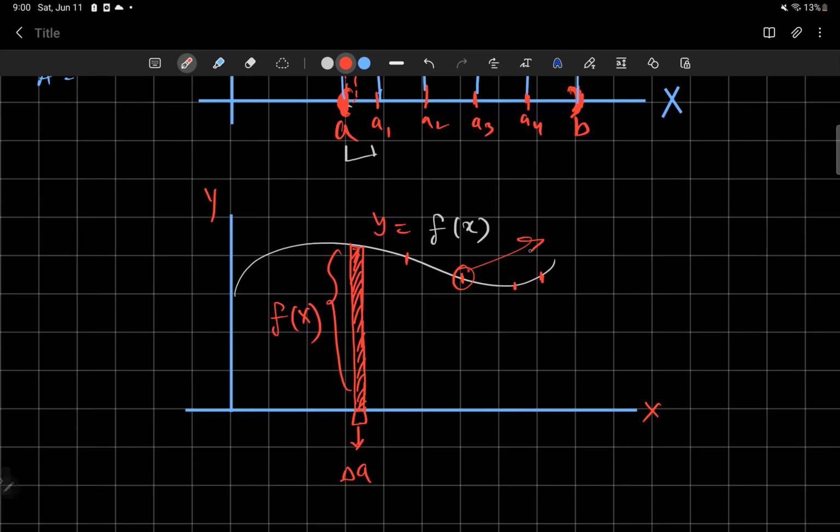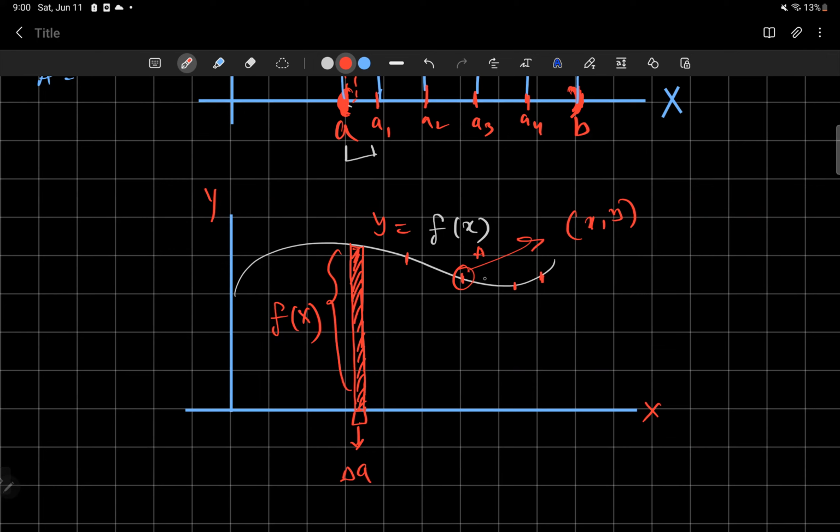This point will have two coordinates, right? One is x, another one is y. So let's say this point is A, and I only know the x coordinate of this point. Can I find out the y coordinate? I can, because I know the function.